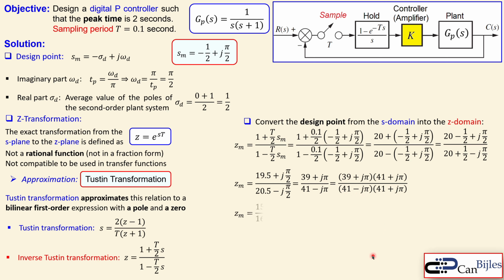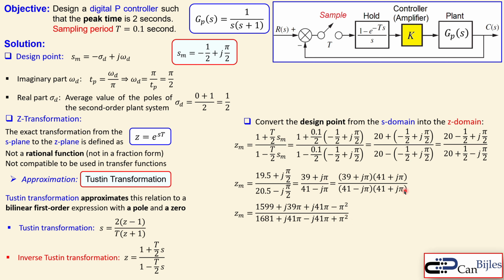So we get 1 by 1. The numerator is shown here. So it is 39 times 41, which is this one. And then 39 times the j pi is shown here. And then j pi times 41 is shown here. And then j pi times j pi. We'll get, of course, j times j is minus 1. So you get the pi squared only here.